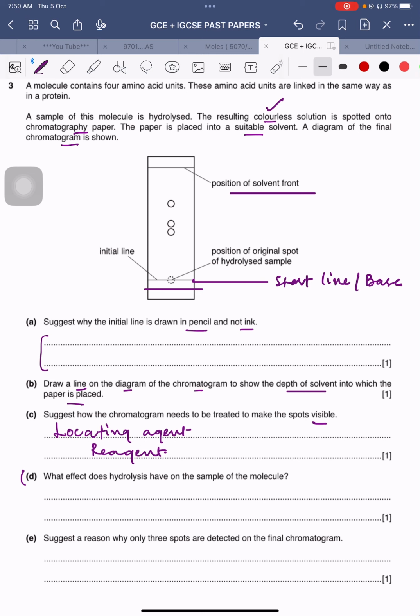Suggest a reason why only three spots are detected on the final chromatogram, as the two spots have the same Rf value. Okay, two of the spots have taken the same position. Two of the spots are superimposed over each other. They are traveling the same distance on the chromatogram. You may say that out of four, two spots have traveled the same distance. That's why they are superimposing each other.